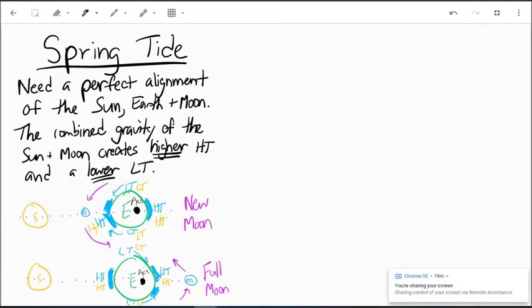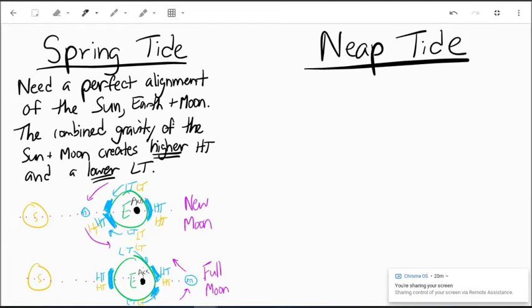The other side now. So Jacob asks, is there going to be a different reaction if a different phase? Yes, there is. We're going to talk about first and third quarter. All right. What happens when the sun, earth, and moon are at a right angle? They make a right angle instead of a perfect line. All right. So neap tide. Okay.